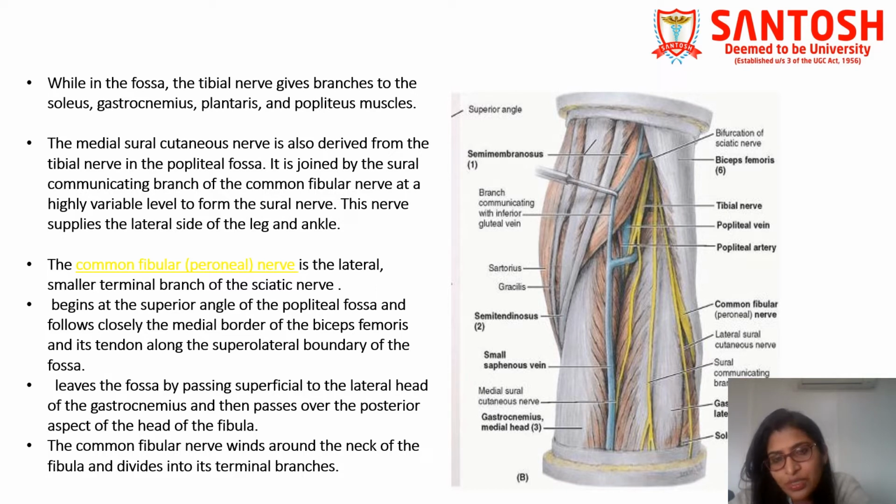So this is the common fibular nerve following closely the medial border of the biceps femoris, and it leaves the fossa by passing superficially to the lateral head of gastrocnemius and then passes over the posterior aspect of the head of the fibula. Now the common fibular nerve winds around the neck of the fibula and divides into terminal branches.